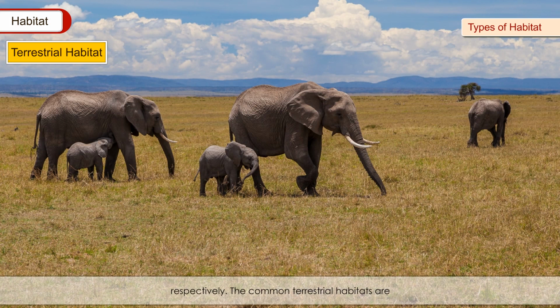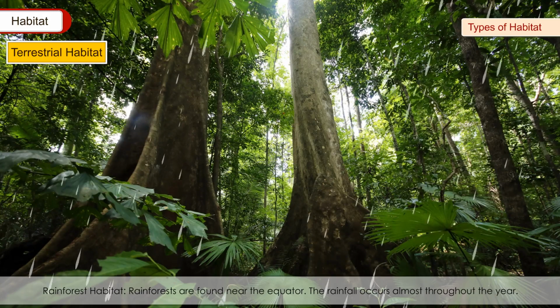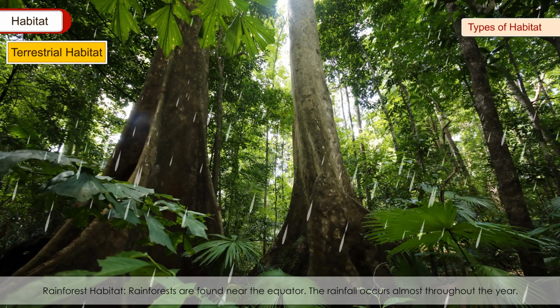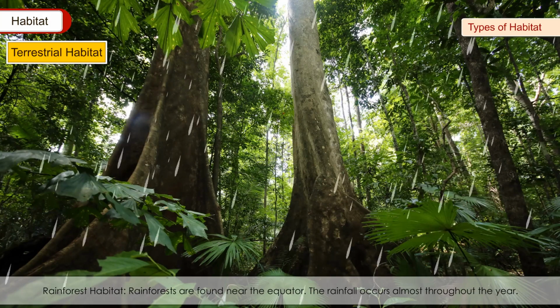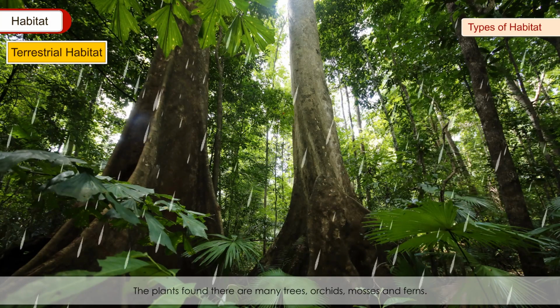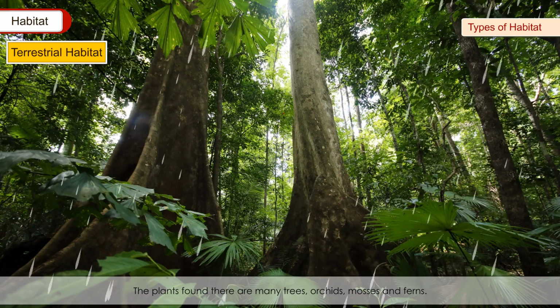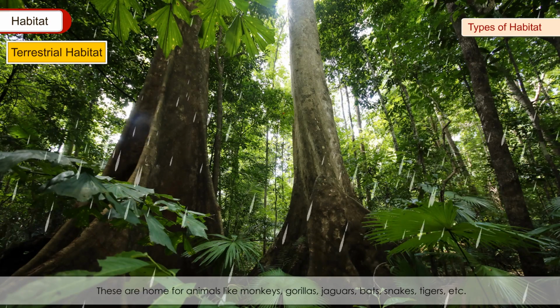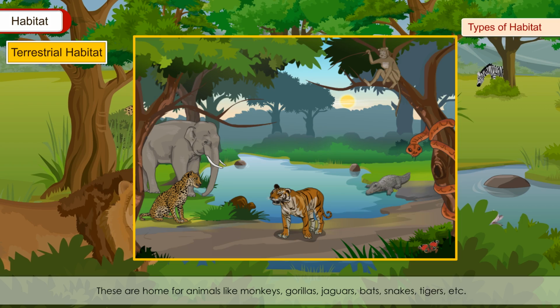The common terrestrial habitats are rainforest habitat. Rainforests are found near the equator. The rainfall occurs almost throughout the year. The plants found there are many trees, orchids, mosses, and ferns. These are home for animals like monkeys, gorillas, jaguars, bats, snakes, tigers, etc.